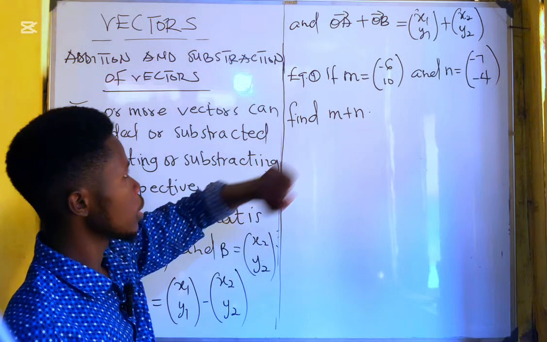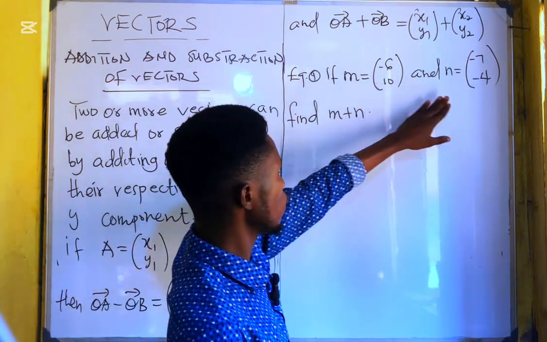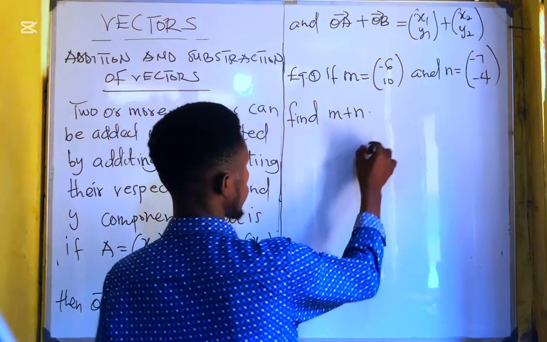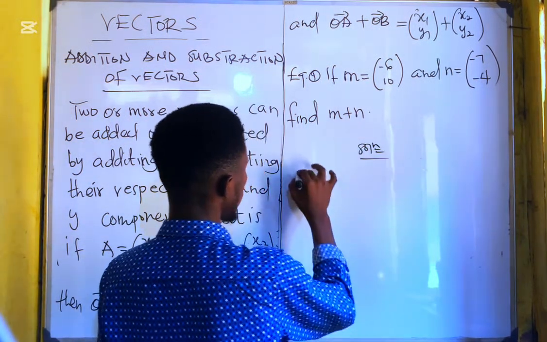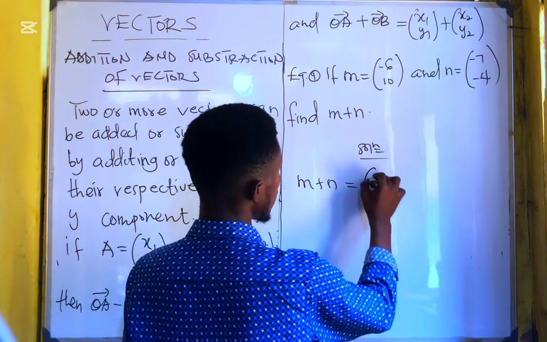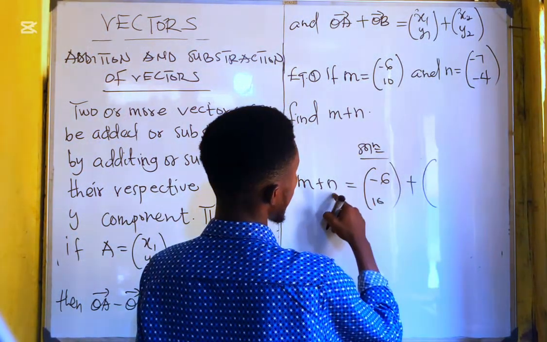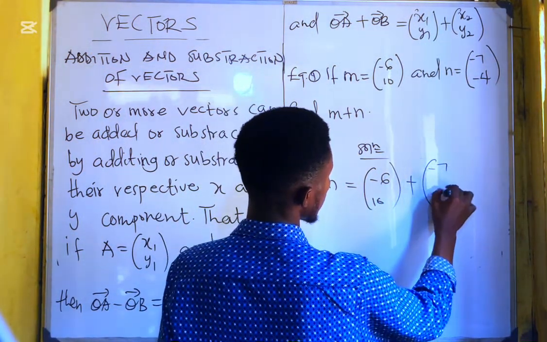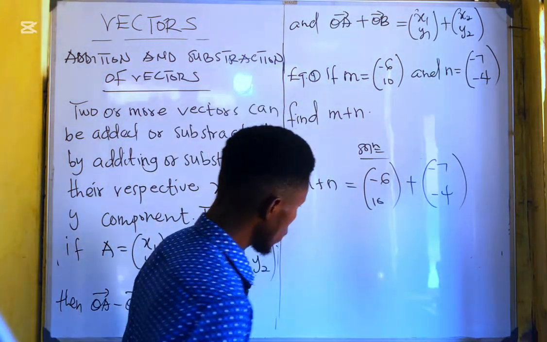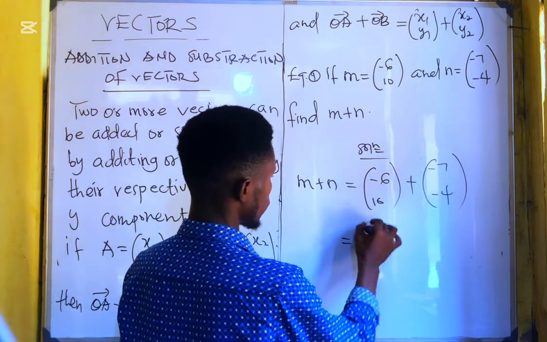Now let's look at the example here. If vector m equals negative 6, 10 and vector n equals negative 7, negative 4, find m plus n. So m is negative 6, 10, plus n, which is negative 7, negative 4. In this case, this is what we are going to have.